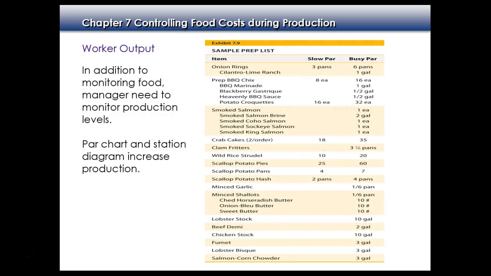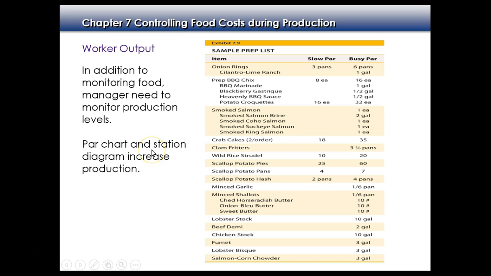A little more on worker output. In addition to monitoring the food, you also need to monitor the production levels. So a par chart, something we have right here, and also a diagram of the station, so you know what needs to be there at all times. Looking at this example, they have a slow night or a busy night. Usually something like this would also be followed up by the day of the week. As you see, this place is double, or 3 pans, 6 pans, so they're half as busy or twice as busy, however you want to look at it, according to this bar chart.